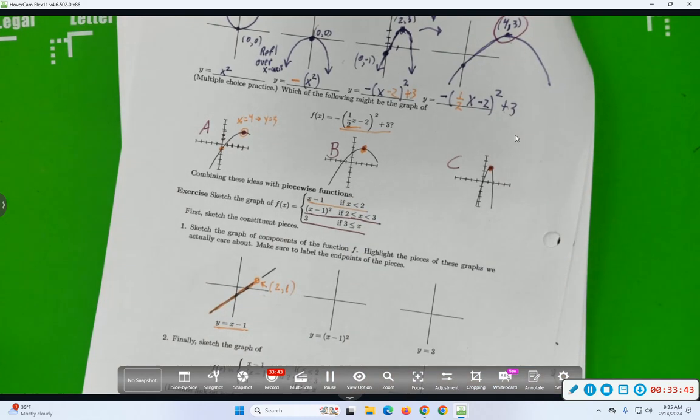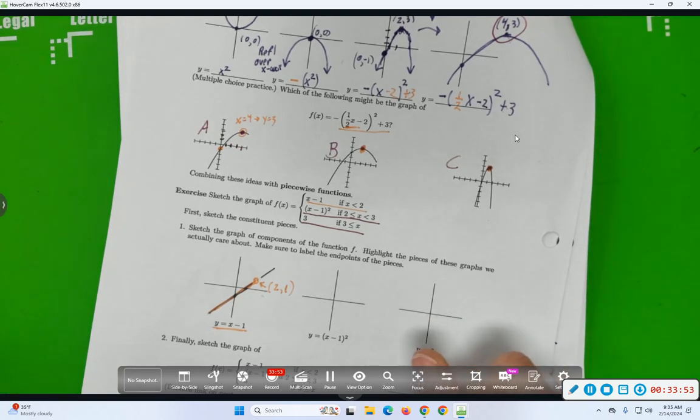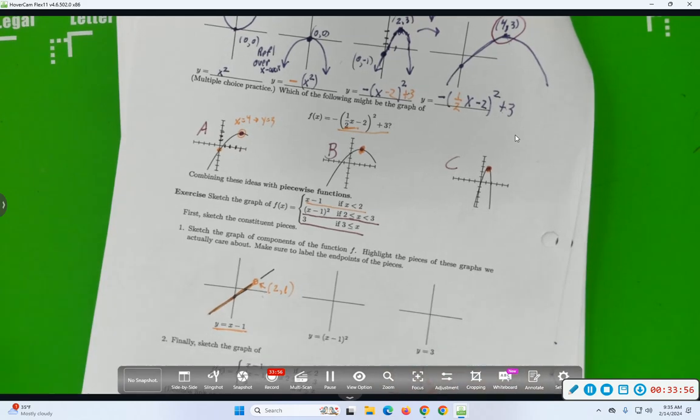All right, so let's start with that. I'm going to put that over here. So here's this point at 2, 1, and then it goes down at a slope of 1. All right, so I know that much of the graph of the resulting piecewise function.